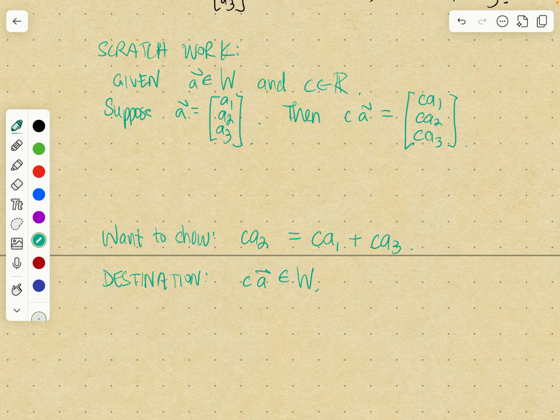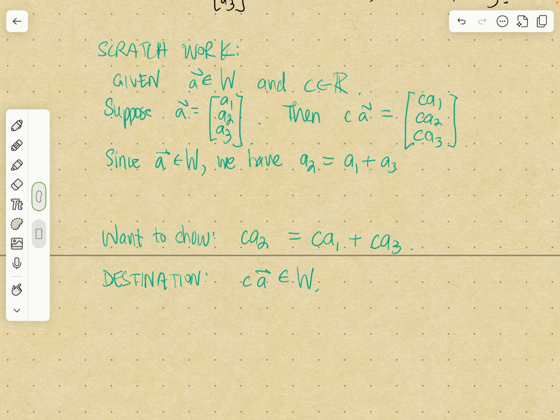Well, what we know is since the vector A is in W, what does that tell us? That tells us that the second component of A, which is A2, is the sum of the first component of A, which is A1, and the third component of A, which is A3. And now do you see how we can work with this equation? This is the equation we have to work with. How can we go from here to here?